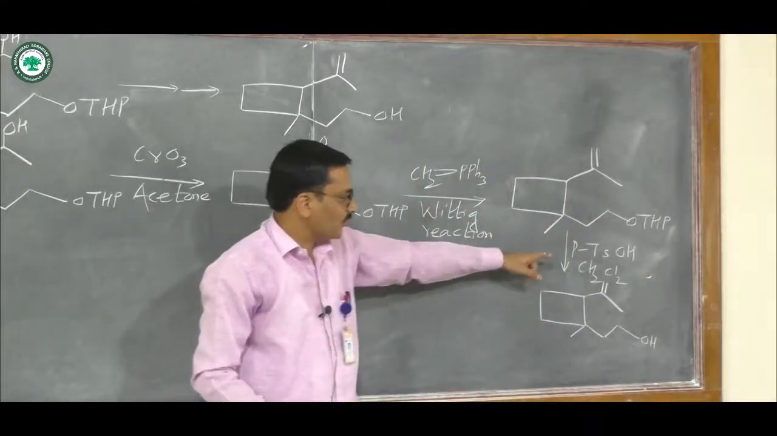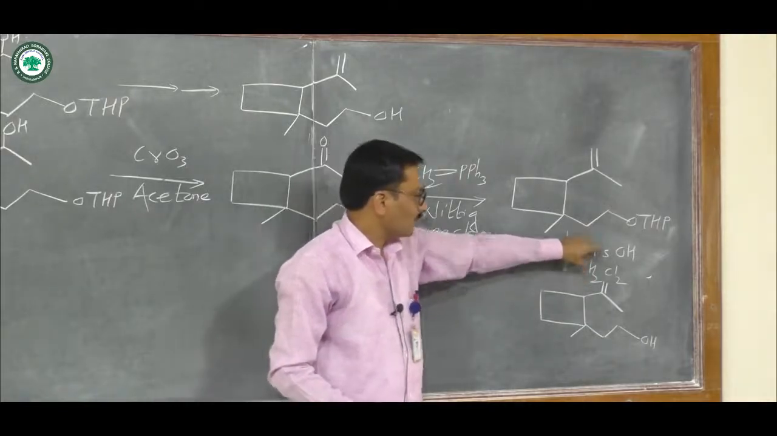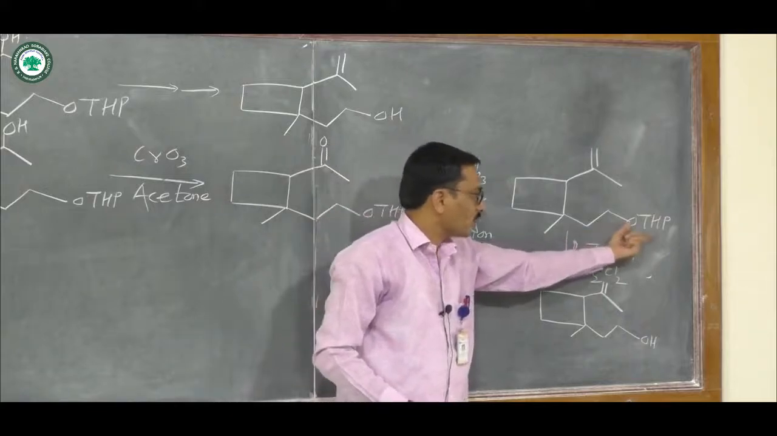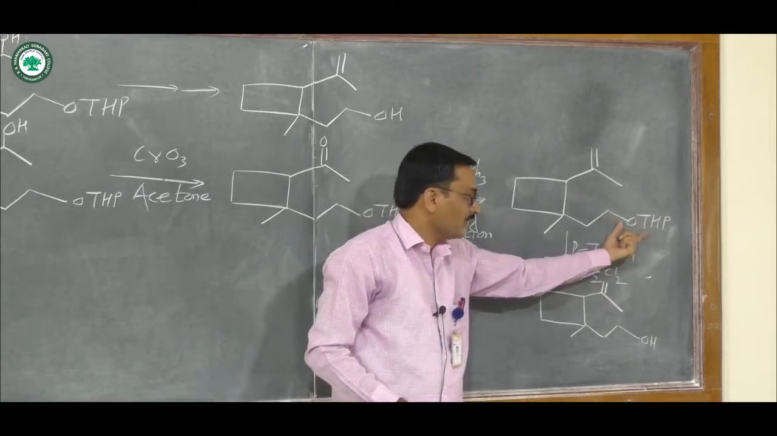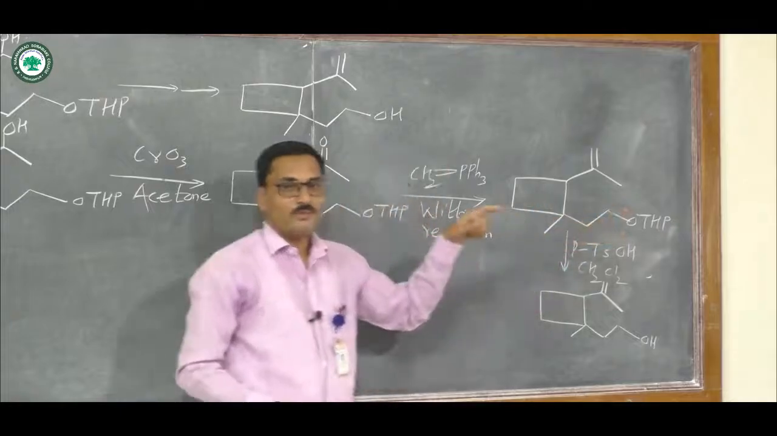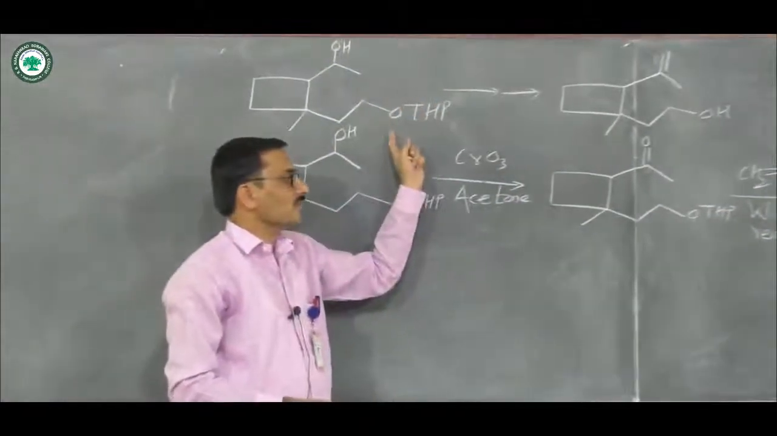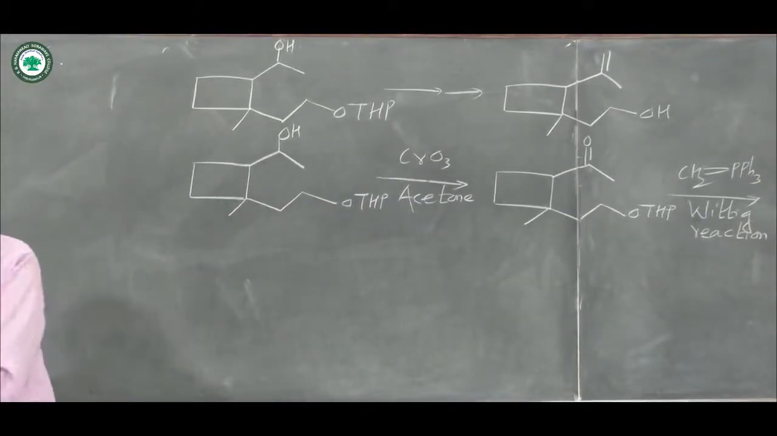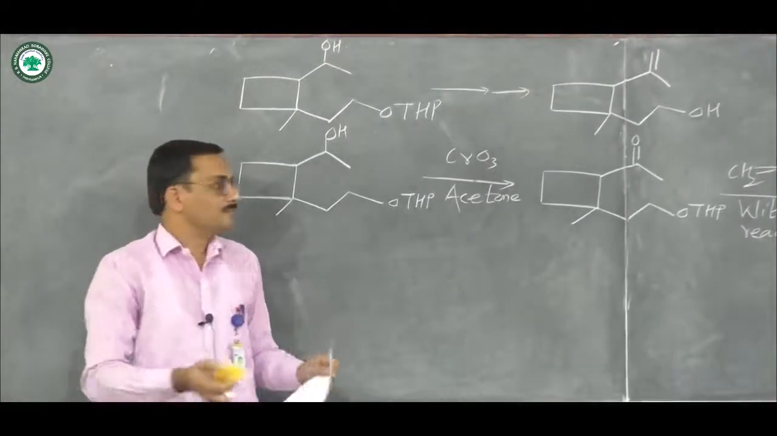So in the last step we use para-toluene sulfonic acid as a deprotecting reagent for this OTHP. So under this acidic condition, this OTHP undergoes deprotection into the corresponding OH. So in this way we again achieve the given transformation using different types of reaction conditions. Then we will see the next question.